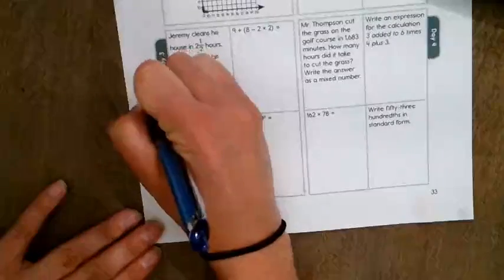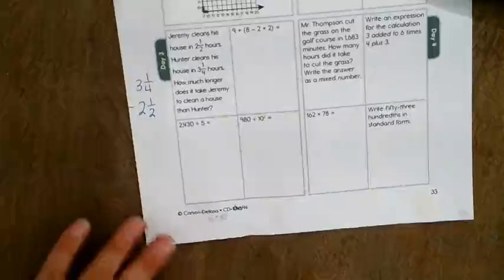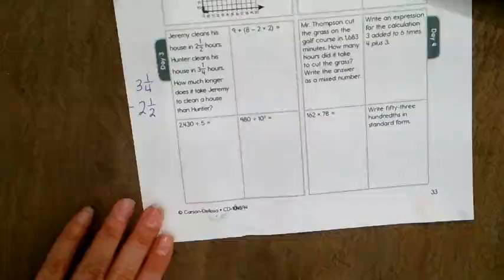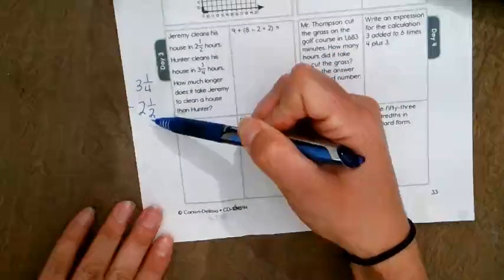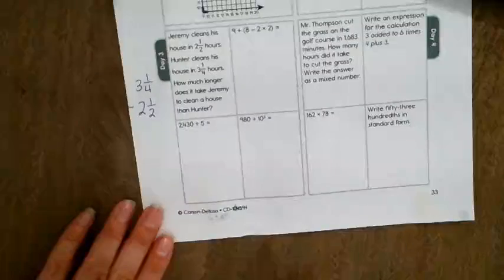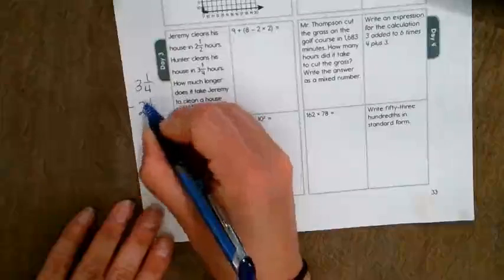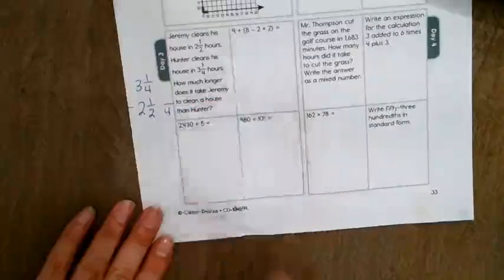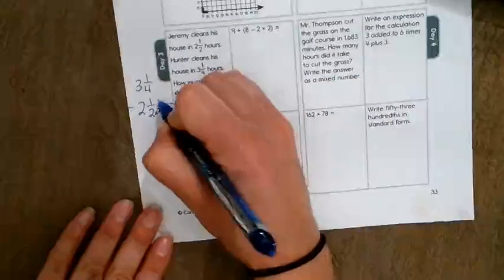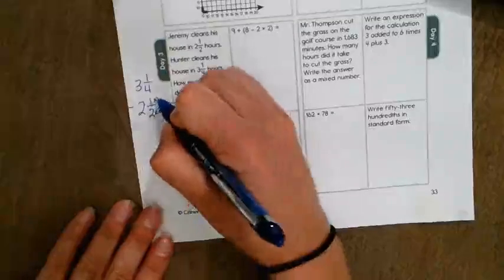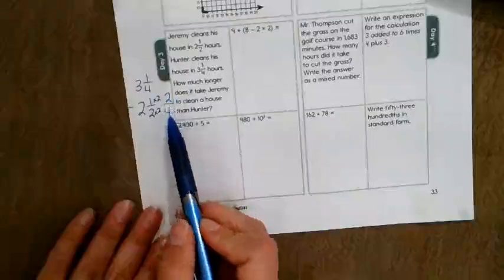3 1/4 minus 2 1/2. When we're subtracting, denominators have to be the same. So first thing you want to check is, does the smaller denominator go evenly into the larger denominator? Does 2 go evenly into 4? Yes, it does. So write your old fraction next to your new denominator. 2 times what gives you 4? 2 times 2 is 4. Whatever you do to the bottom, you have to do to the top. So your new fraction is 2 2/4.